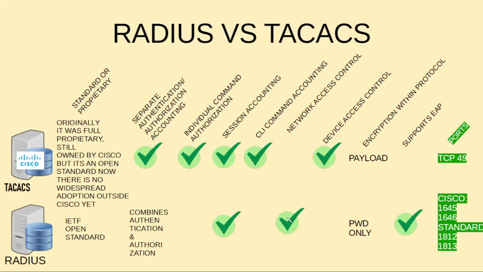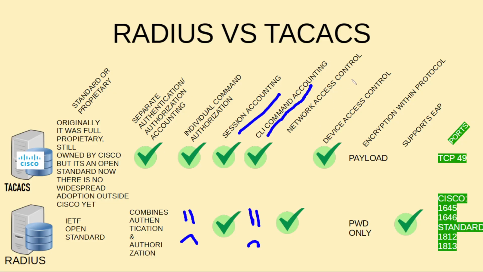Okay, let's keep comparing both solutions. TACACS was originally a fully proprietary Cisco solution. However, it has now become an open standard. However, not many vendors are implementing it outside Cisco. And RADIUS is an IETF open standard. Now, RADIUS combines authentication and authorization, whereas TACACS clearly separates authentication from authorization from accounting. TACACS can support individual command authorization, whereas RADIUS cannot. TACACS and RADIUS both support session accounting. TACACS supports command accounting, whereas RADIUS cannot.